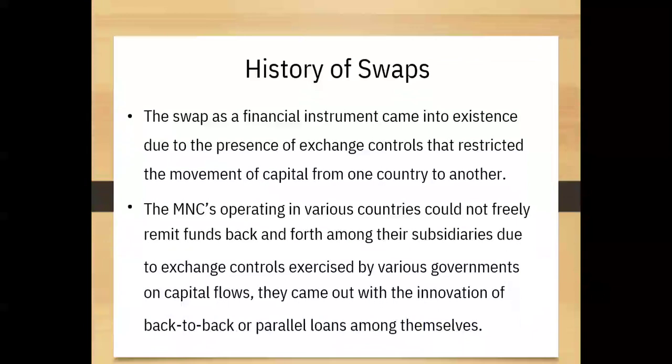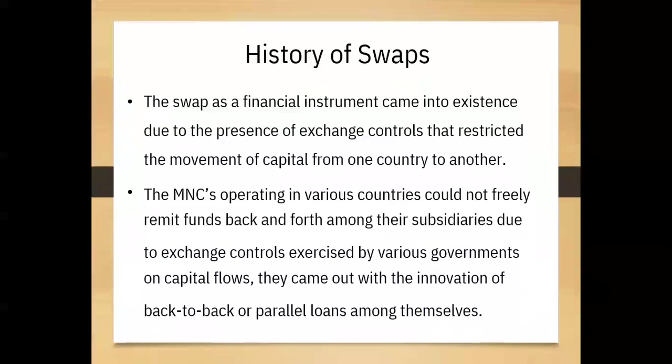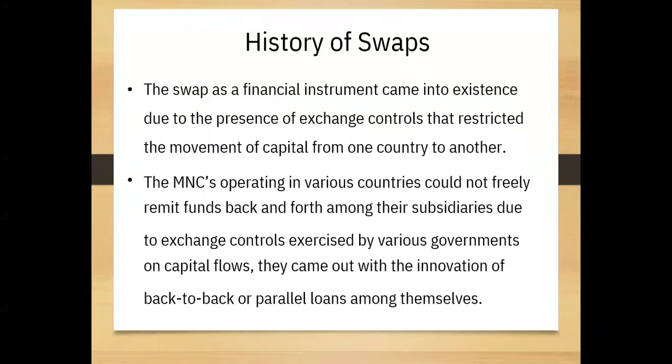Then go back to the swaps. The swap is a financial instrument that came into existence due to the presence of exchange controls and restrictions on the movement of capital from one country to another. The firms operating in various countries could not freely remit funds back and forth among their subsidiaries due to the exchange controls exercised by various governments on capital flows. They came out with the innovation of back-to-back parallel loans among themselves.